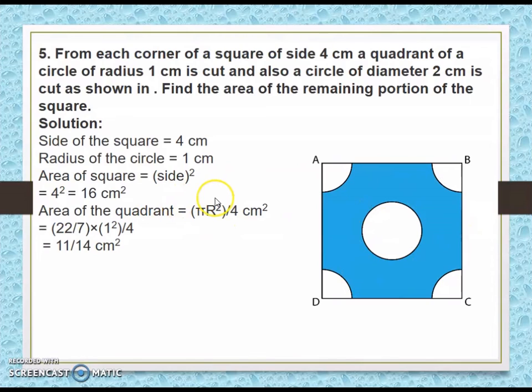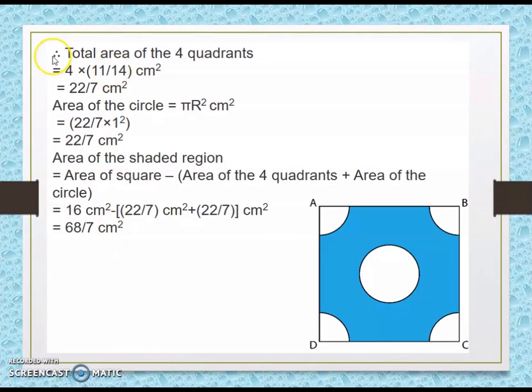So area of the square you can find out first. That is 4 square, 16 centimeter square. Then area of one quadrant you can find out, pi r square by 4. Now the radius of the quadrant is given as 1 centimeter. So substitute r equal to 1. So this answer you will get for the area of one quadrant. But 4 such quadrants are there. So you have to multiply this with 4. So you will get 22 by 7 centimeter square, the total area of the quadrants.